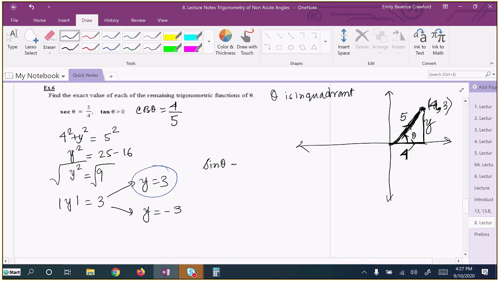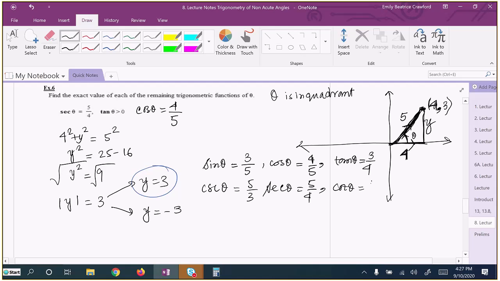And then it is going to help me do the trigonometric ratio. So sine of theta is going to be opposite, so 3 over 5. Cosine theta we have already found, 4 over 5. Tangent theta should be 3 over 4. That's opposite over adjacent. Cosecant theta is the reciprocal of sine, so that's 5/3. Secant theta is given to us. It's also the reciprocal of cosine, so that's 5 over 4. Cotangent of theta is 4/3. And we are done with this problem.